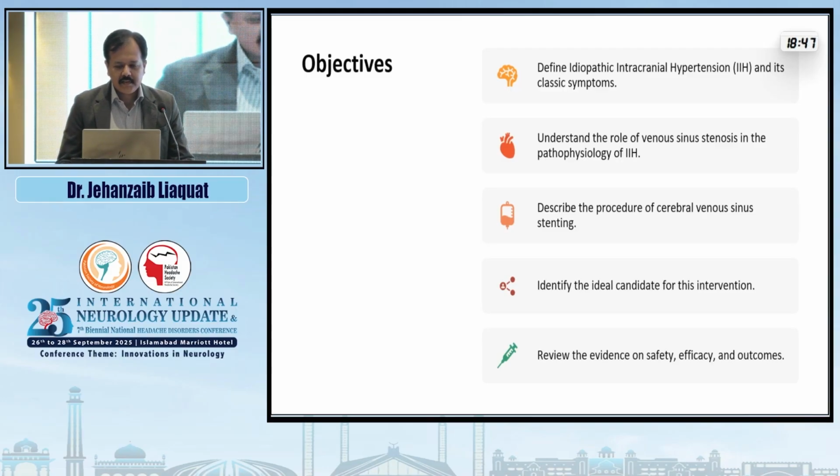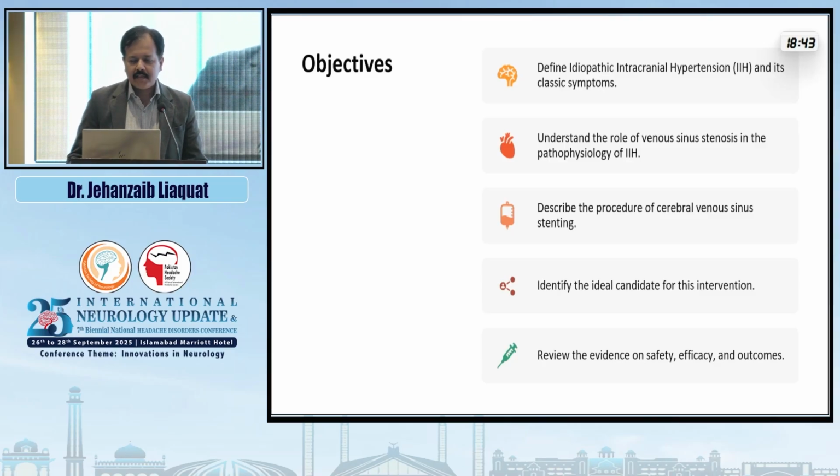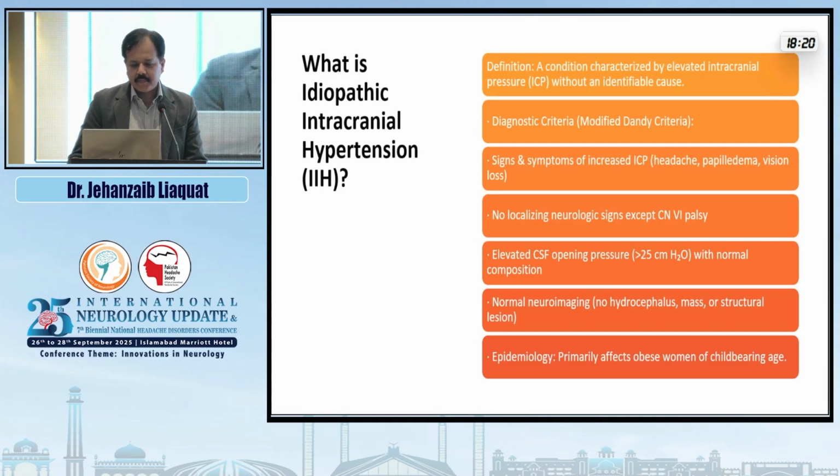Our objective is to understand the pathophysiology of intracranial hypertension and define it. The main purpose of today's talk is to understand the role of venous sinus stenosis in the pathophysiology of idiopathic intracranial hypertension, a brief description of the procedure, and how to identify the ideal candidate. And obviously, we'll be overviewing a few comparison studies regarding safety and efficacy.